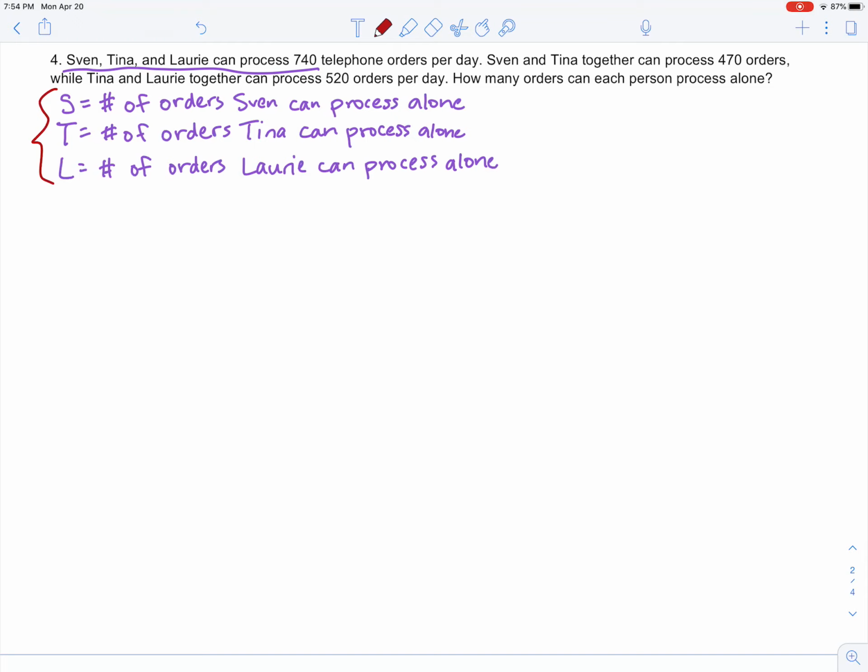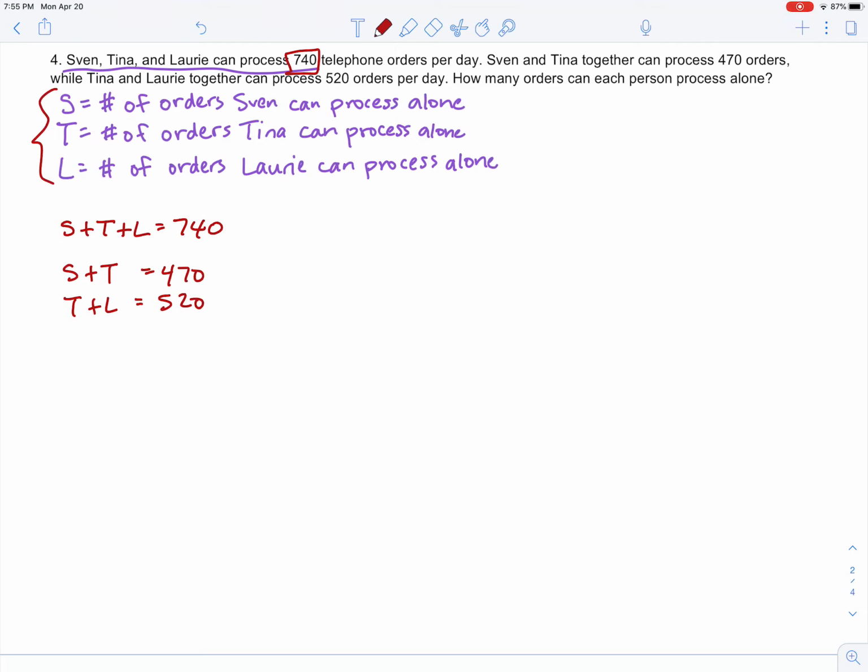The first relationship can be gotten from this first sentence. It's telling us that if all 3 of them are working together, they can process 740 orders. So S plus T plus L should equal 740. The next sentence gives us 2 more relationships. Sven and Tina together can process 470 orders. Tina and Lori together can process 520 orders. So I've gotten 3 different relationships from the problem.